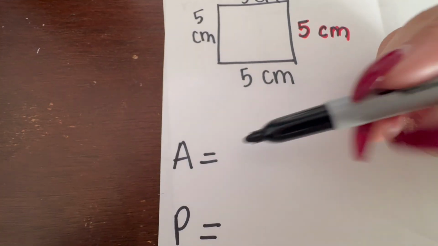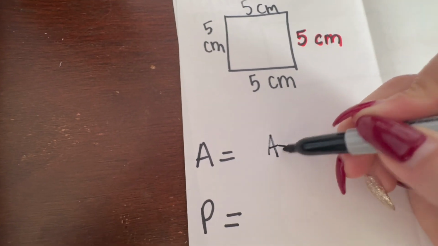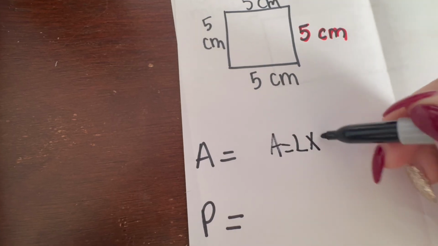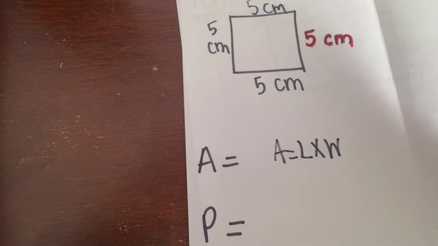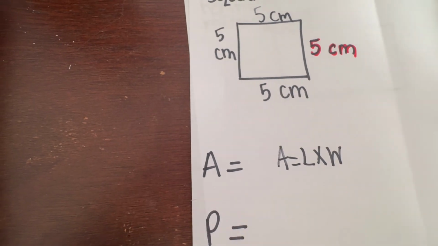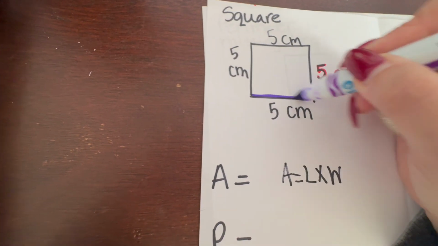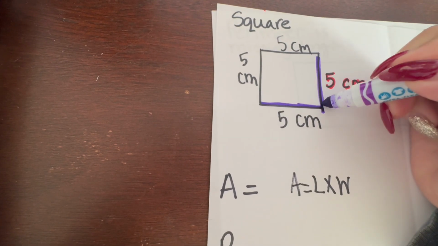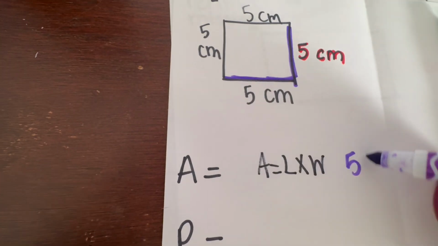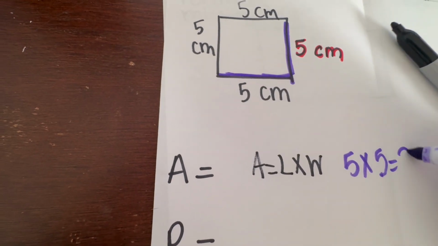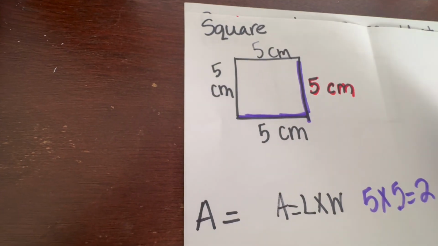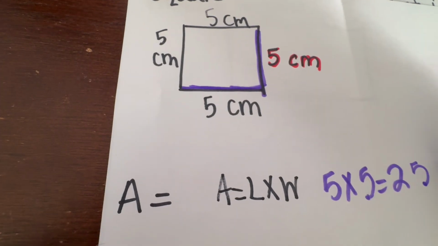Now remember to find the area, we do area equals length times width. So here you're going to multiply 5 times 5 because you multiply length times width. So you do 5 times 5, which is 25. So the area of the square is 25 centimeters.